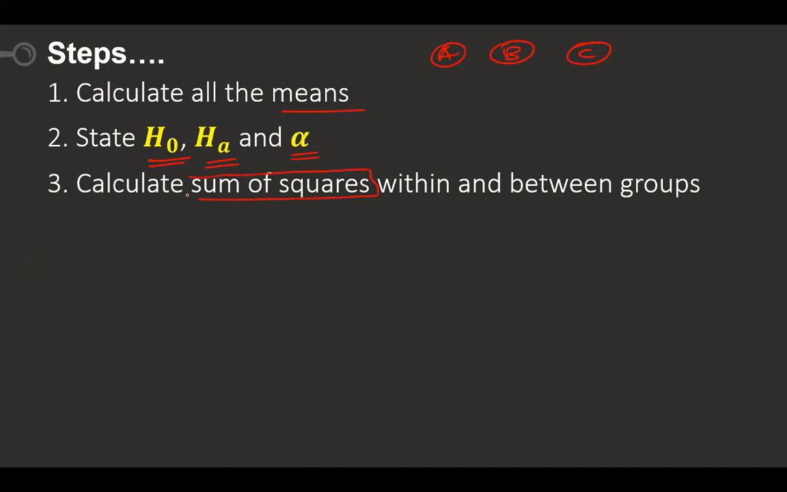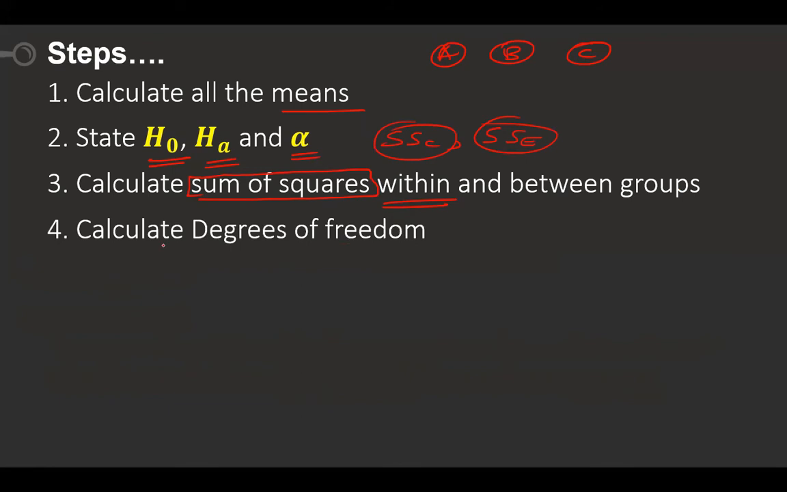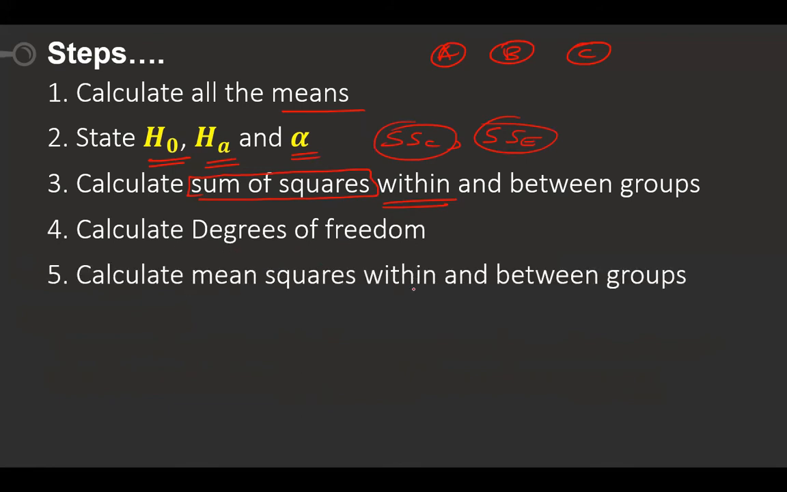We are going to calculate the sum of squares, between and within. I'll call it SSC, and we are going to find out SSE also. Both the things we are going to calculate, within and between groups. Now we are going to calculate the degrees of freedom. Then mean squares within and between groups we are going to calculate. That is called MSC and MSE. These are all the things we are going to calculate here.